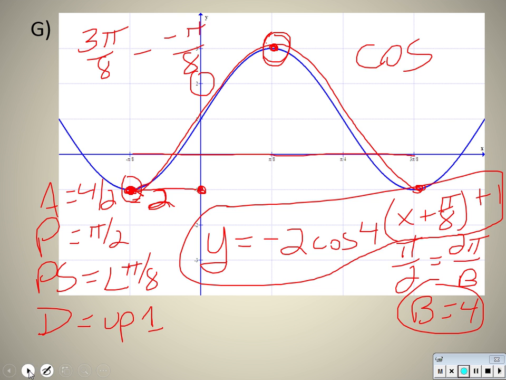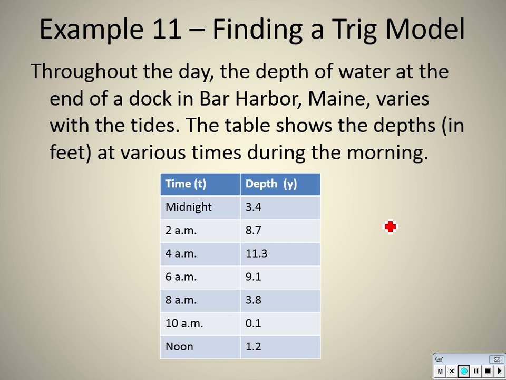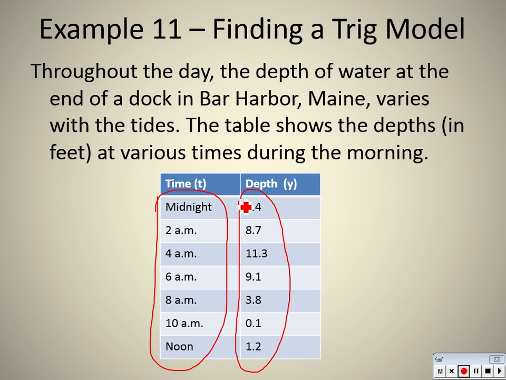So the last thing we're going to finish up with modeling has some different things to do with your calculator. So the question here says, throughout the day, the depth of water at the end of a dock in Bar Harbor, Maine varies with the tides. The table shows the depths in feet at various times during the morning. So it gives you these times in the morning, from midnight all the way up to noon, and how deep the water would be at the harbor based on the given times.